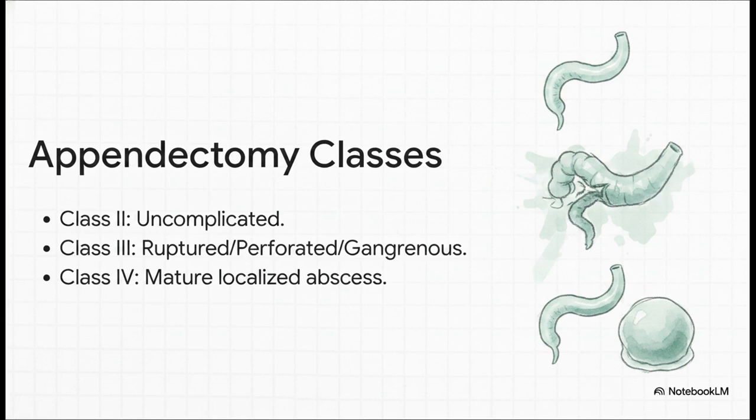Let's look at these exam pearls side by side. An uncomplicated appendectomy is Class 2. Once it's ruptured, it upgrades to Class 3. But the exact moment you encounter a mature abscess or peritonitis, you're dealing with a Class 4 wound.